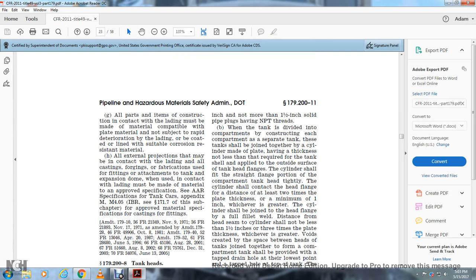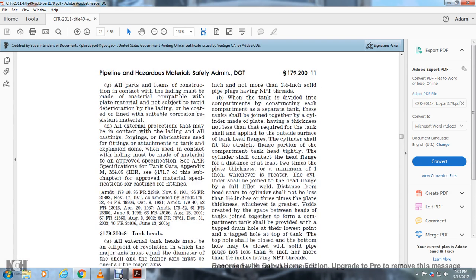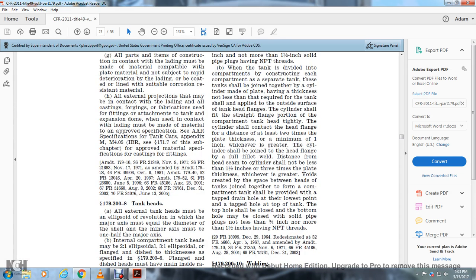When the tank is divided into compartments, with each compartment a separate tank, these tanks shall be joined together with a cylindrical plate having thickness not less than required for the tank shell and applied to the outside surface of the tank head flange. The cylinder shall fit the flange portion of the compartment tank head tightly and shall contact the head flange for a distance of at least 2 times the plate thickness, minimum of 1 inch, whichever is greater. The cylindrical shape shall join with the end head flange with a full fillet weld. Distance from the head seam to the cylinder seam shall not be less than 1 1/2 inches or 3 times the plate thickness, whichever is greater.